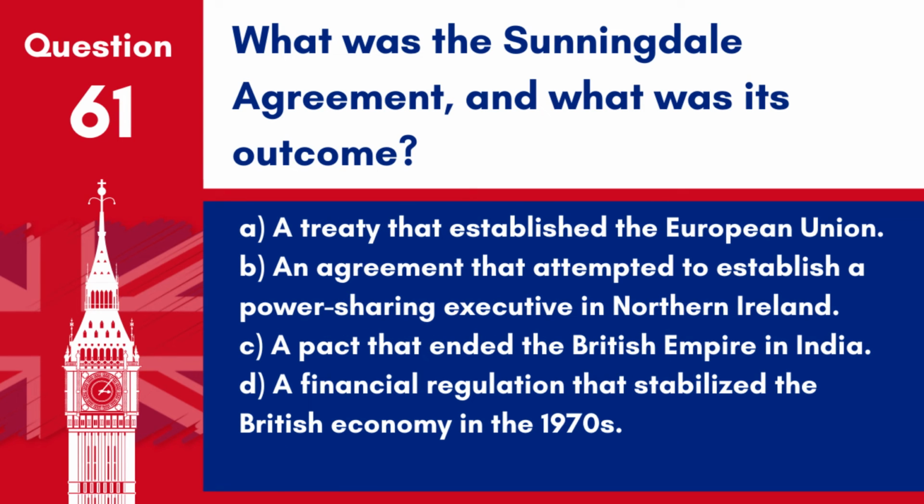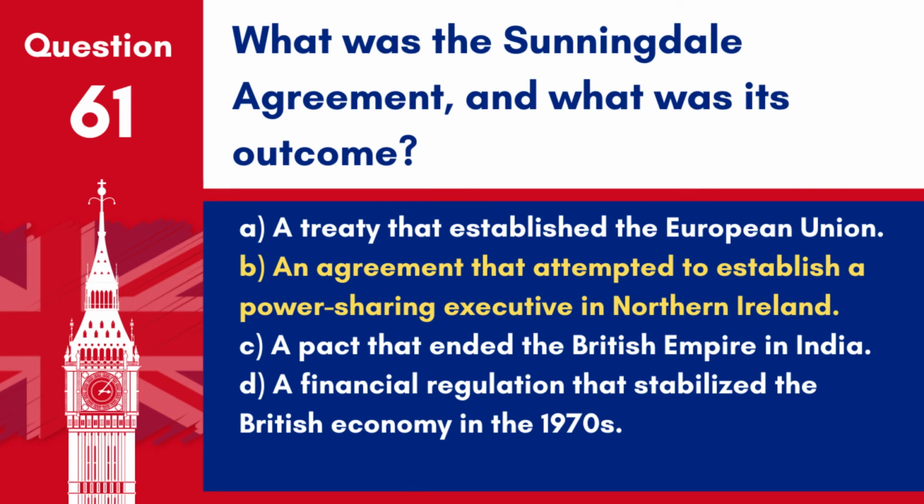Question 61. What was the Sunningdale Agreement and what was its outcome? A. A treaty that established the European Union. B. An agreement that attempted to establish a power-sharing executive in Northern Ireland. C. A pact that ended the British Empire in India. D. A financial regulation that stabilized the British economy in the 1970s.